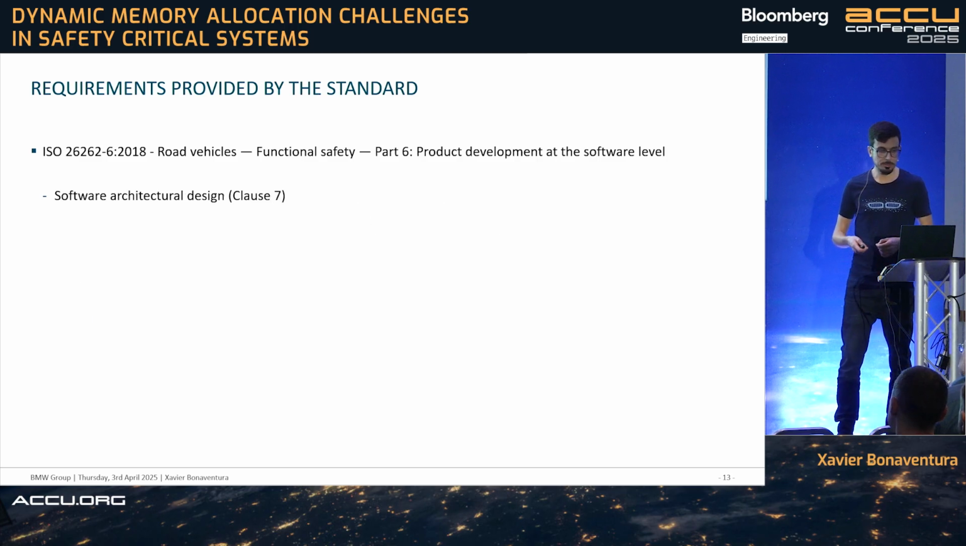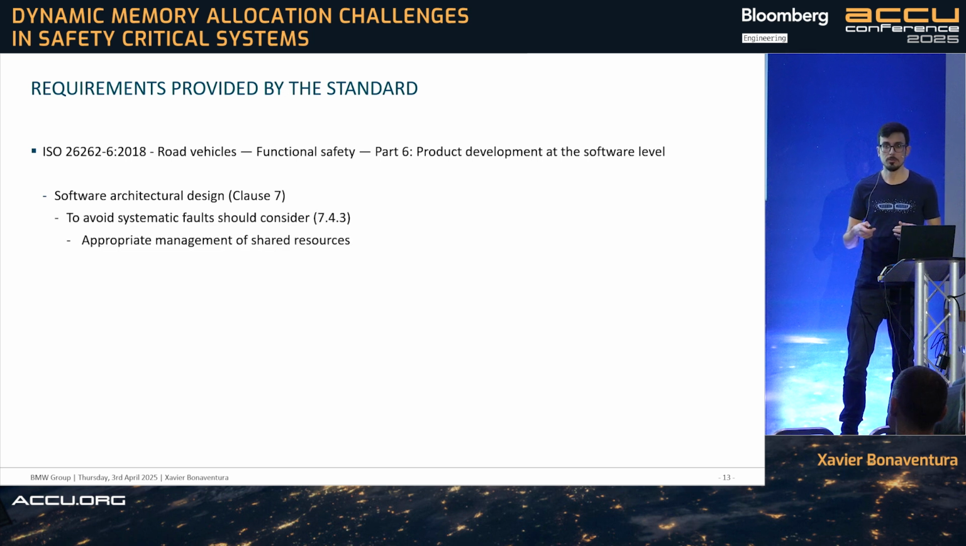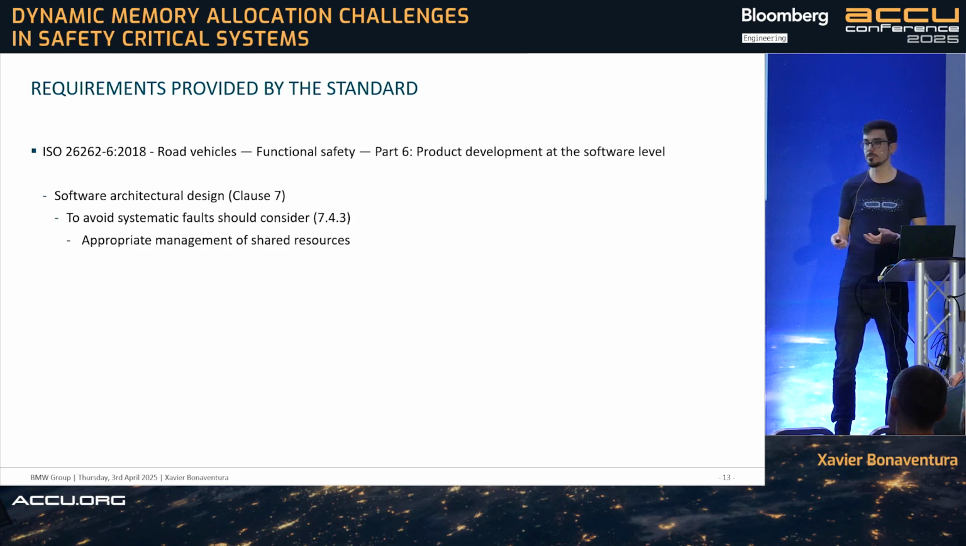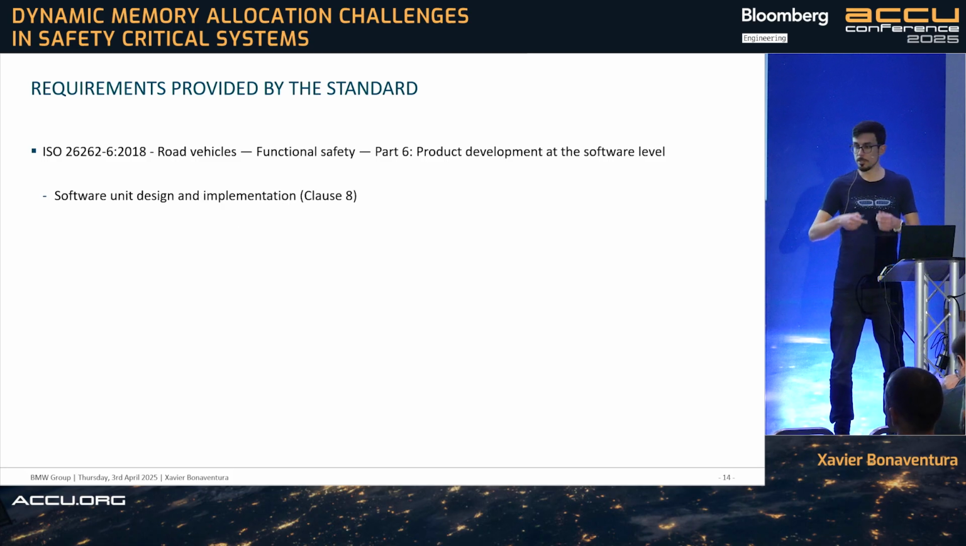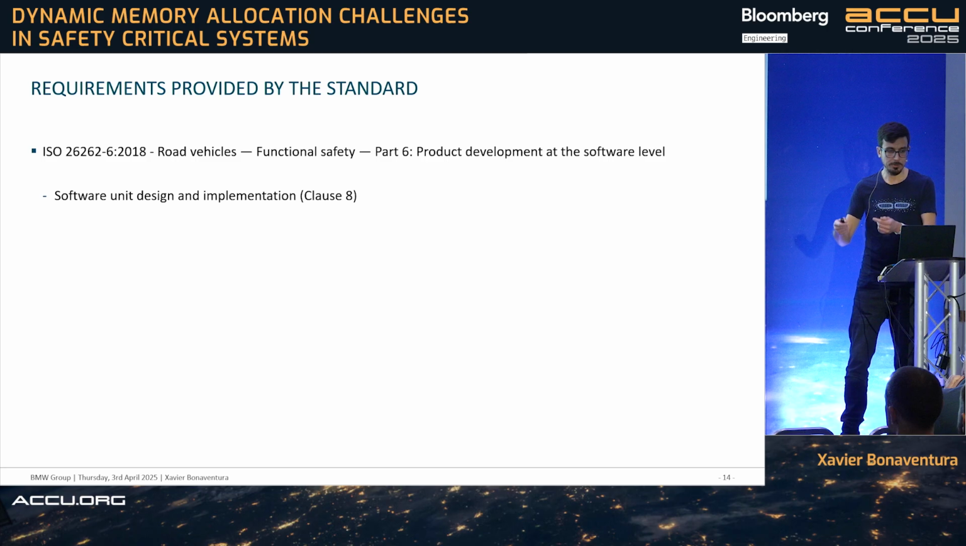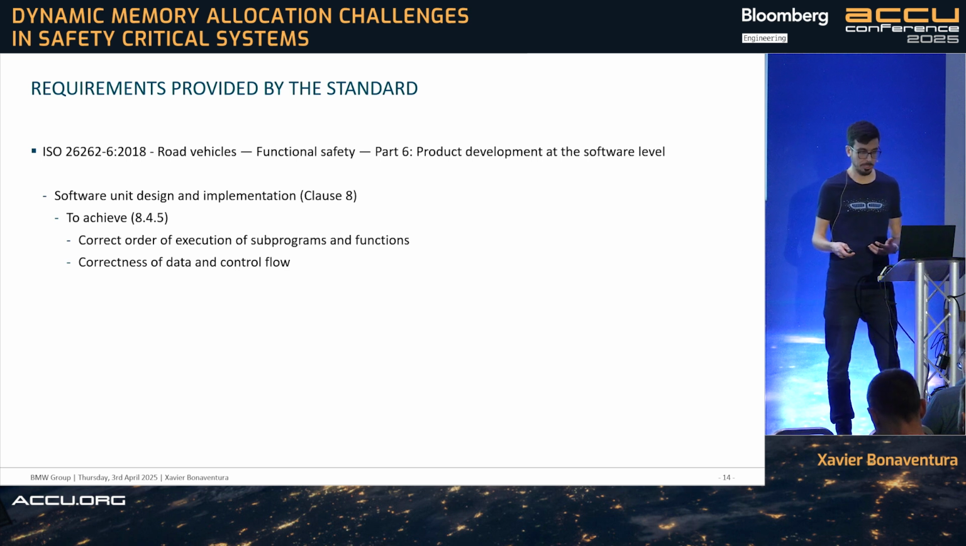Then we have the second section, software architectural design. There, it talks about avoiding systematic faults, and to do that, we want to consider appropriate management of shared resources. Moving on from architecture design, now comes unit design and implementation. In that section, we want to ensure correct order of execution of subprograms and functions, and correct data flow and control flow.